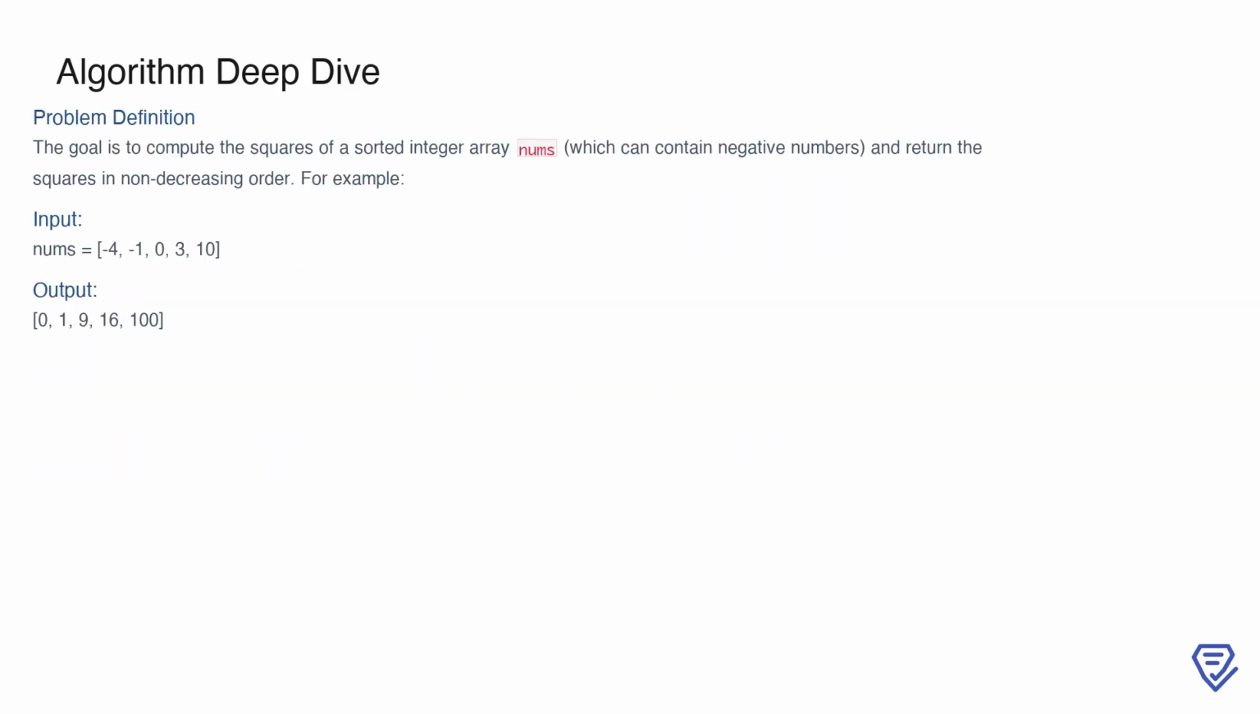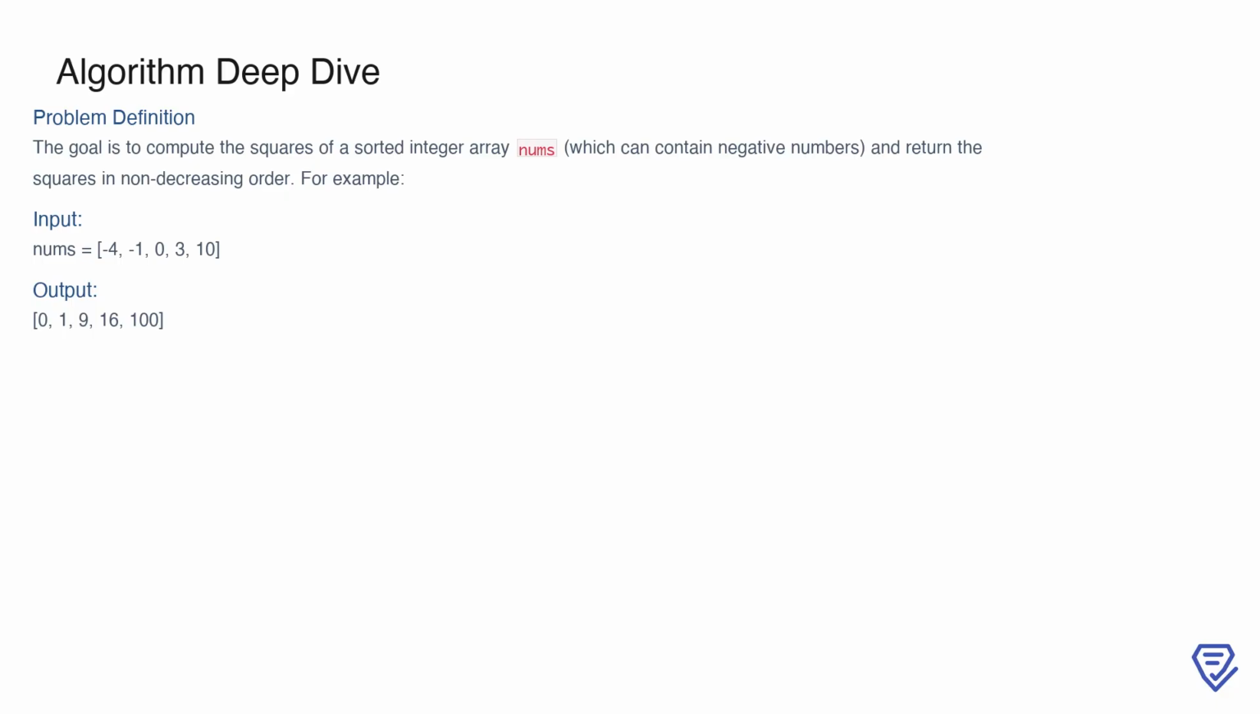The problem we're tackling is to compute the squares of a sorted integer array and return those squares in non-decreasing order. The array can include both negative and positive numbers, which makes it interesting because squaring negative numbers can result in larger values than squaring positives. For example, given the input array nums equals -4, -1, 0, 3, 10, squaring each number results in 16, 1, 0, 9, 100. Sorting these squares gives the output 0, 1, 9, 16, 100.